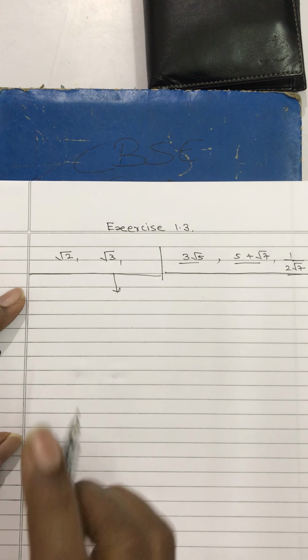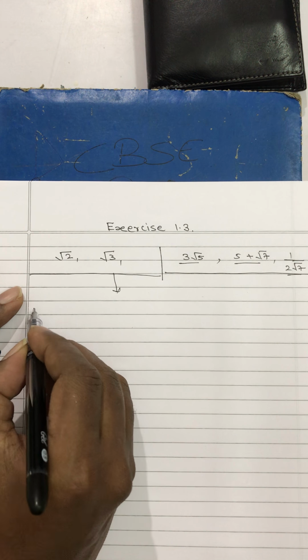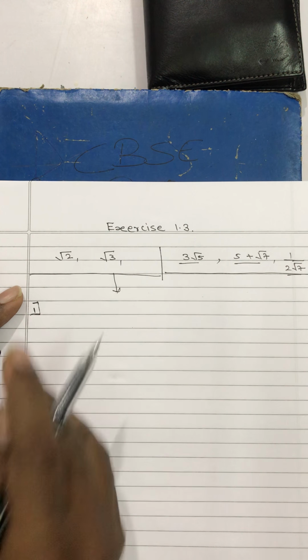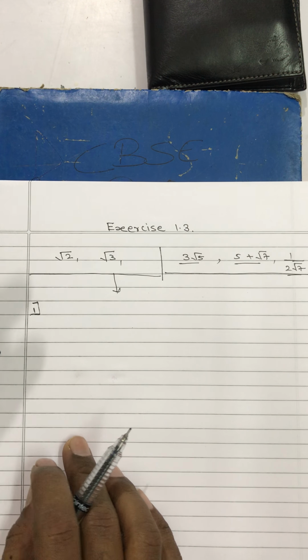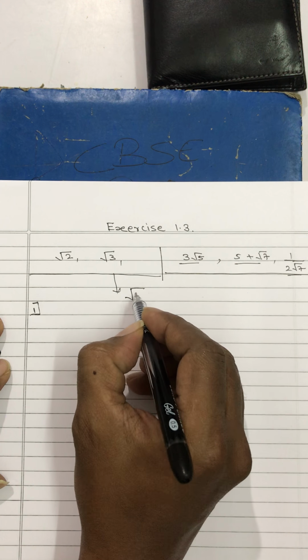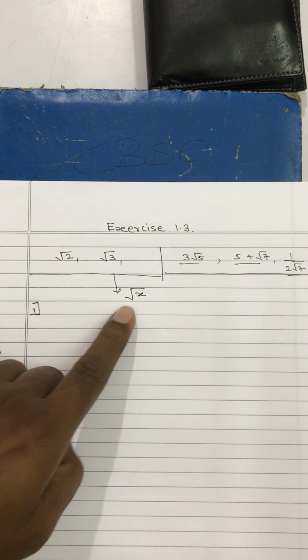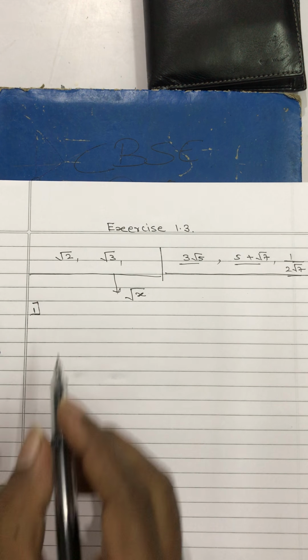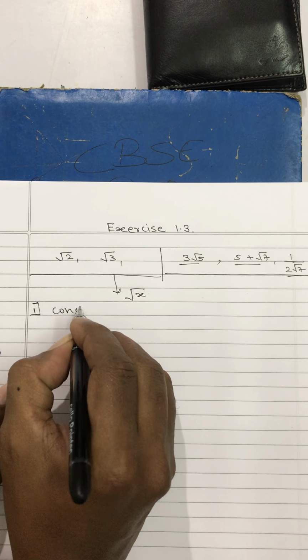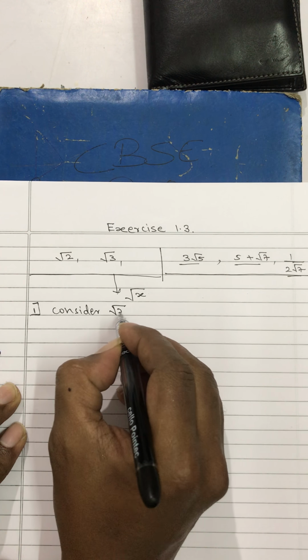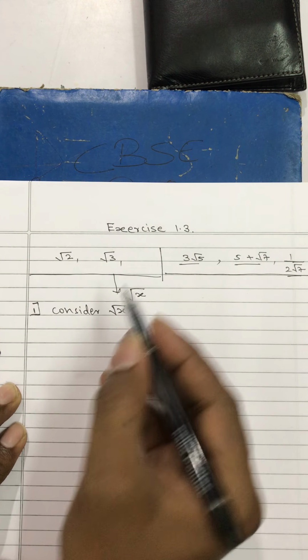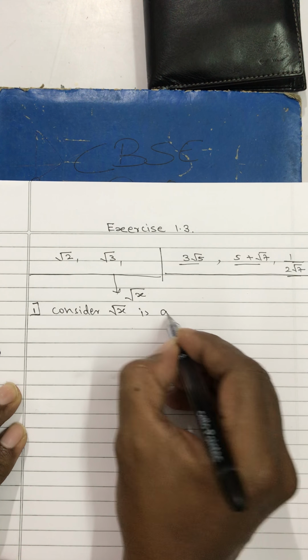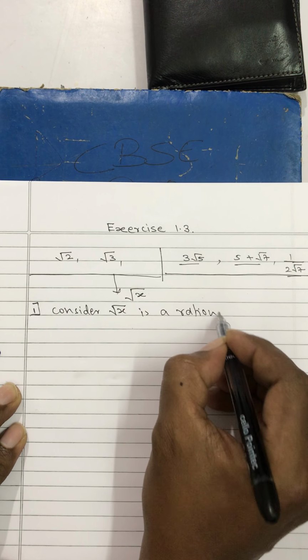First and foremost, see what we have to take care of. Step 1. When they say you have to prove that this root 2, see, I consider root x, whatever this number is. This root x is an irrational number, you have to prove. Then you should say that, okay, forget it, if it is not an irrational number, let it be a rational number. Consider whatever number is given to you in these questions, consider root x is a rational number.